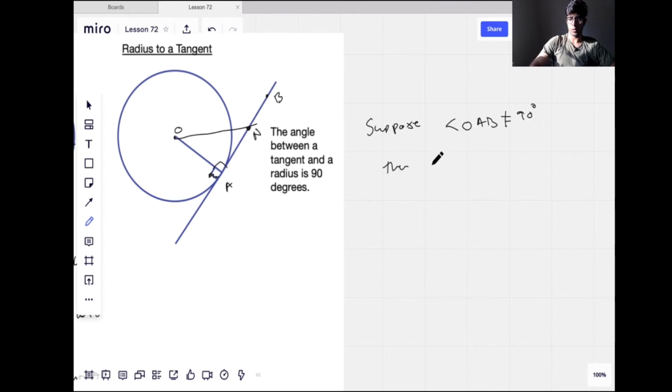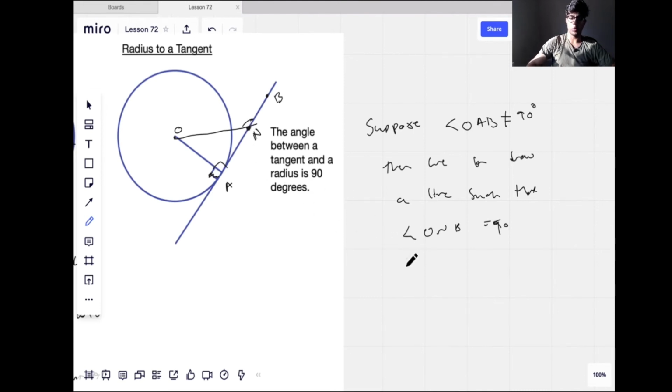If that isn't true, then we can draw a line such that angle OKB equals 90 degrees. So the line we draw doesn't have to be exactly here. It could be down here. It could be anywhere. All we're saying is that there exists such a line that is 90 degrees that we can draw from O to a point along here, which is 90 degrees.